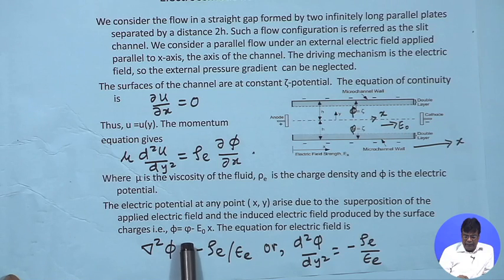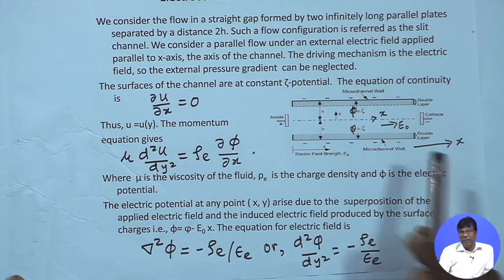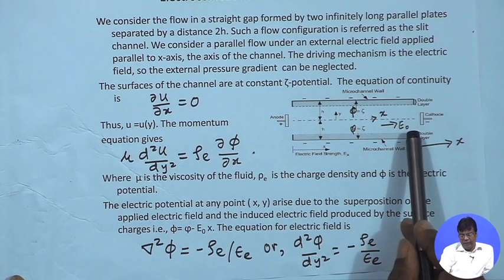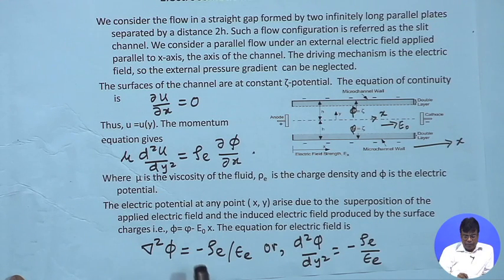Another is the electric field induced by the surface charge. So, we assume a superposition of these two electric fields. That means we take the net electric potential, capital Phi, equal to phi minus E0 x, where minus E0 x is the electric potential due to the applied electric field E0 along the x direction.